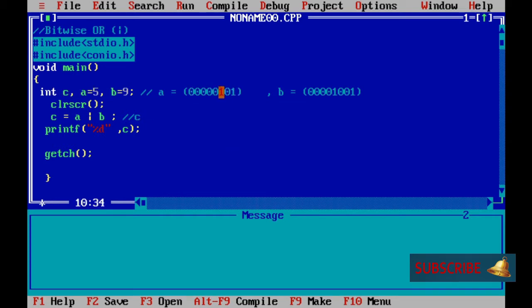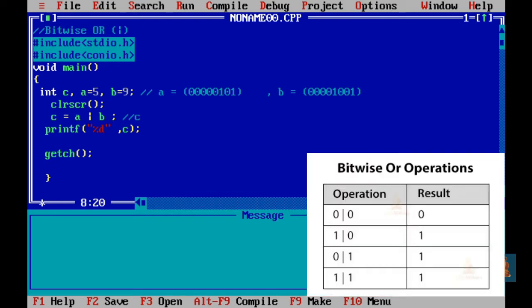So the value of 5 in binary is 101, and the value of 9 in binary is 1001. After that, clrscr, which will clear the output screen. And then we have assigned a bitwise OR b to c. The bitwise OR operator works the same as logical OR works.